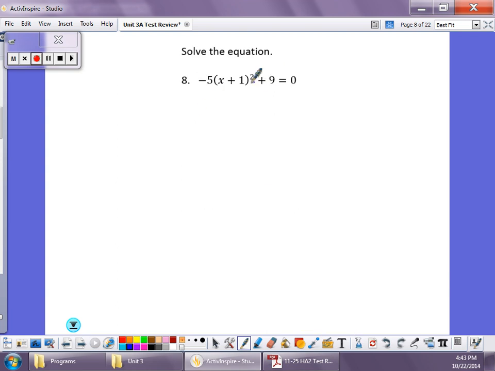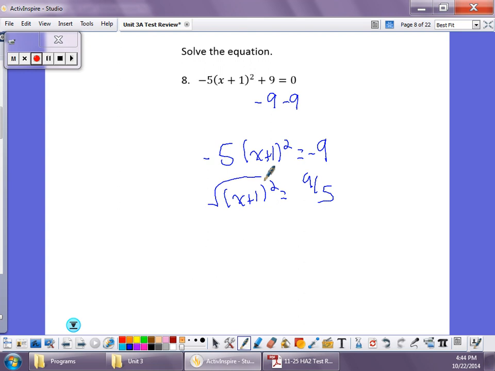Here I want to solve, so now I just need to decide how to solve it. And this one isn't really in standard form. It looks more like vertex form, so I'm going to use square roots to solve. So I'm first going to isolate what's being squared. So negative 5(x plus 1) squared equals negative 9. Divide by negative 5. So I get 9/5. Take the square root.